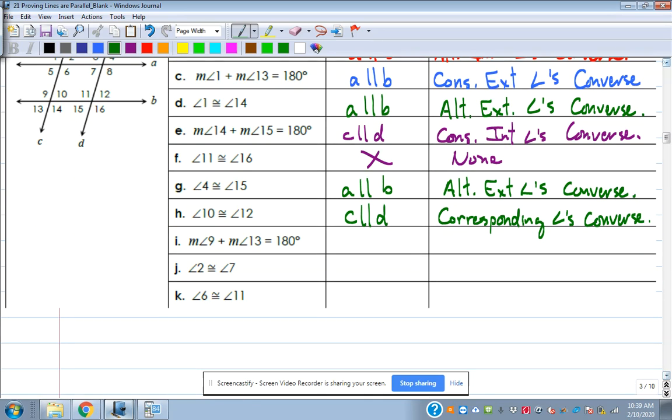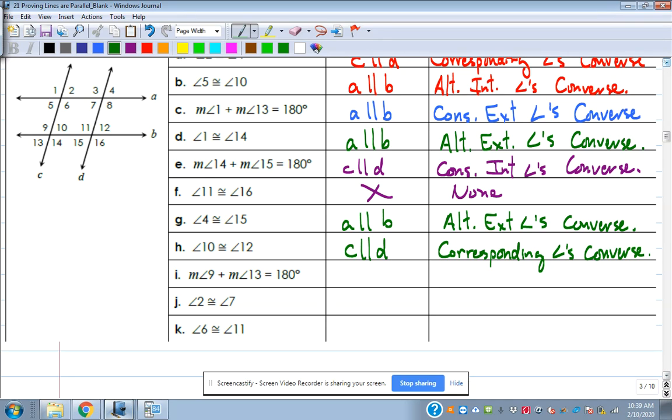The measure of angle 9 and measure of angle 13. None. Why? They're a linear pair, not consecutive interior or consecutive exterior. So that doesn't help us. So that's a none. Good job.